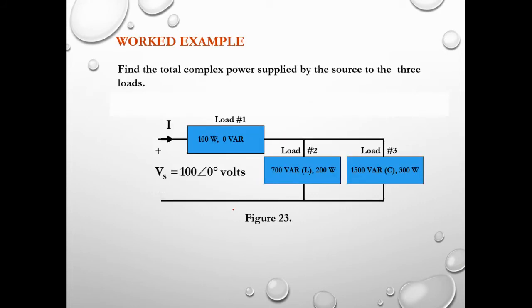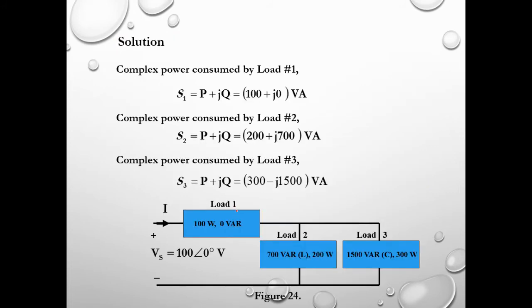Worked example number 2: find the total complex power supplied by the source to these three loads. So now we have load number 1, load number 2, as well as load number 3, and a voltage source Vs of 100 at 0 degrees. In the solution, we start with load number 1.